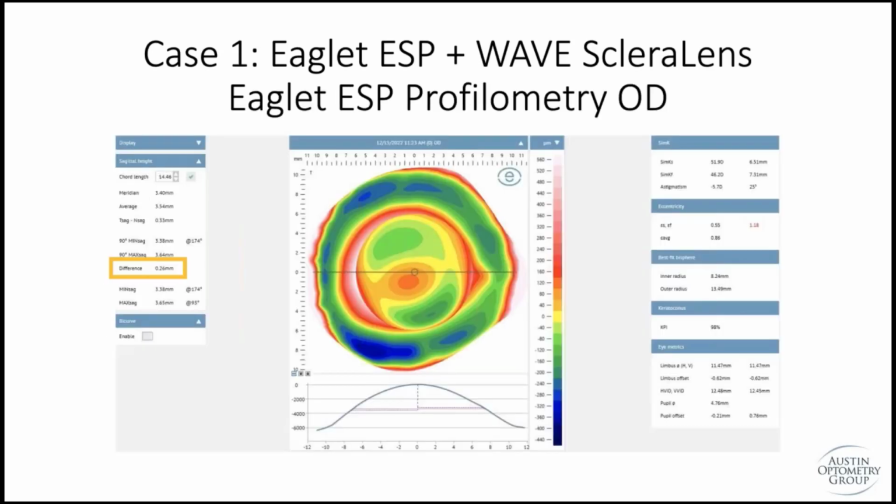When you're looking at the Eaglet, just to get a lay of the land, this color map is like your traditional topographical map. Reds are going to be higher, blues and greens are going to be a little bit lower. On the left, you select your chord. This chord's set for the 2 millimeters past HVID, like I mentioned. And then you're going to see average heights there. Your 90 min, 90 max. That's basically what SIMK is on the cornea.